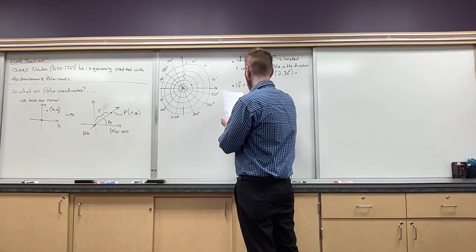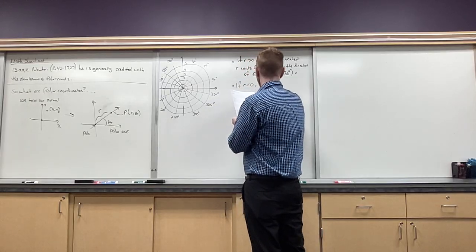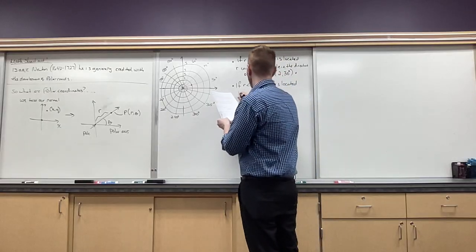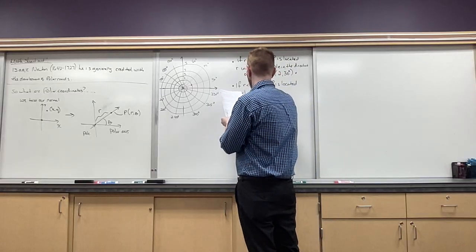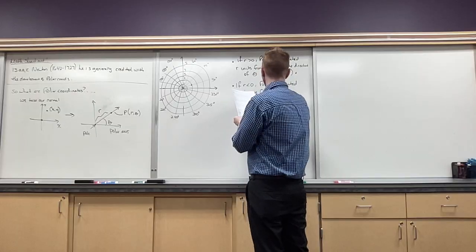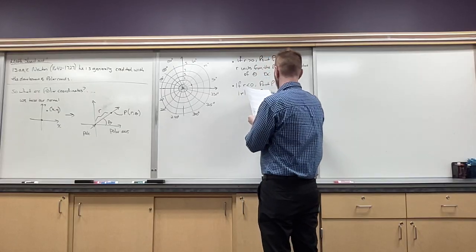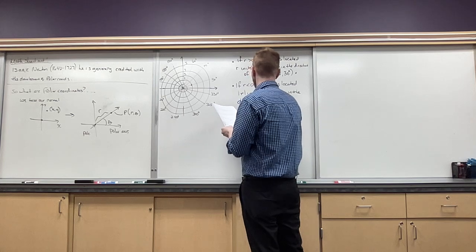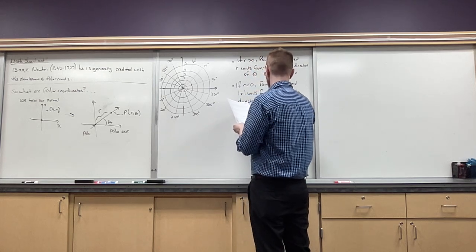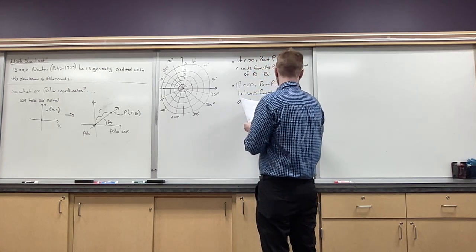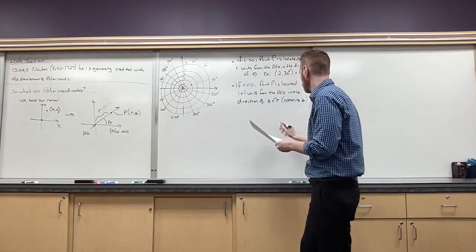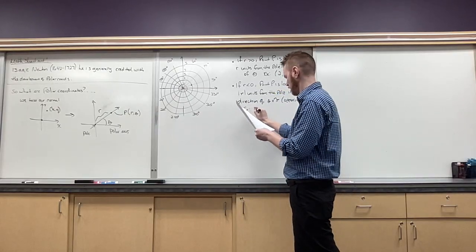If r is negative, then point P is located r units from the pole in the direction of theta plus pi, opposite of theta. So let me give you an example underneath there.